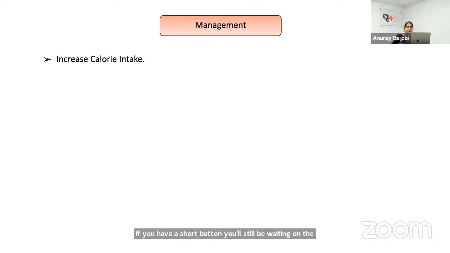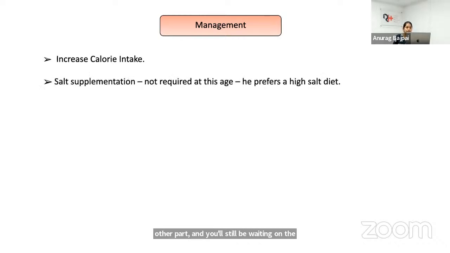Okay. So now coming to the management, see how we have managed this child. We increase the calorie intake of the patient. And as the salt supplementation was not required, as he was preferring a high salt diet. This point you mentioned, and this is important. Yes, sir. They would like to have more.